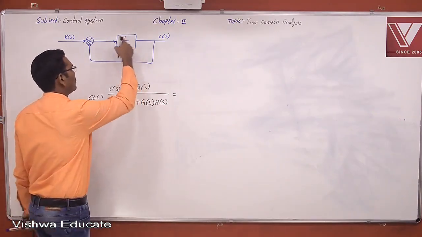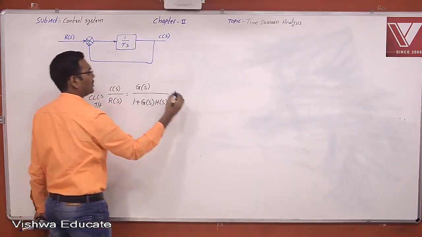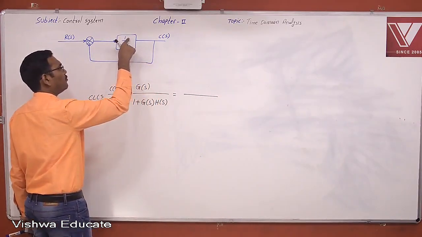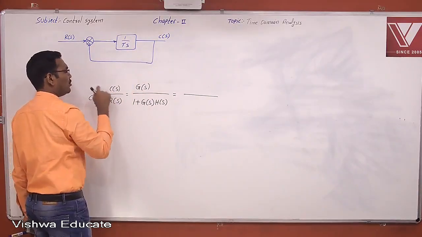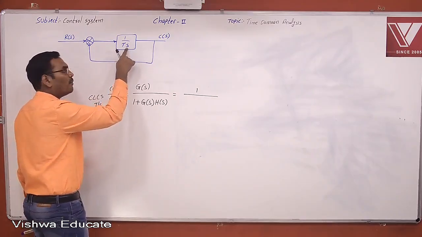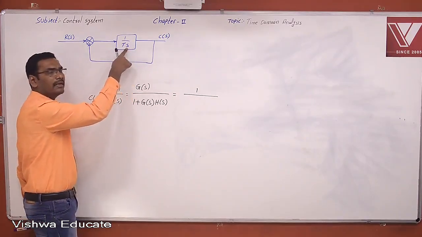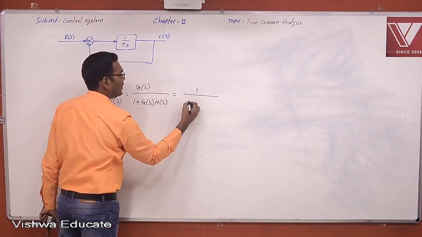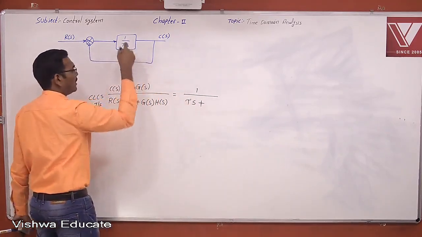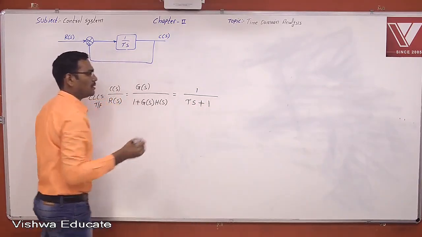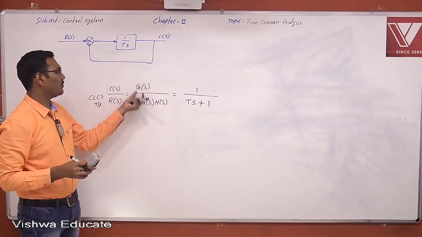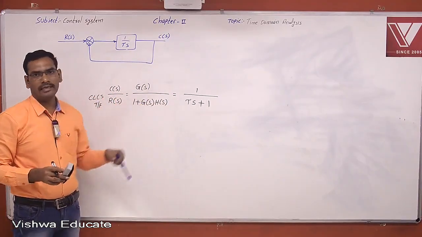Assume this is the forward path gain, the open loop transfer function. The numerator of the open loop control system is the same as the numerator of the closed loop control system. And the denominator of the closed loop control system is the denominator of the open loop control system plus the numerator of the open loop control system. This is the closed loop transfer function directly. Otherwise, you substitute G of S, H of S is 1, and you get the same answer.